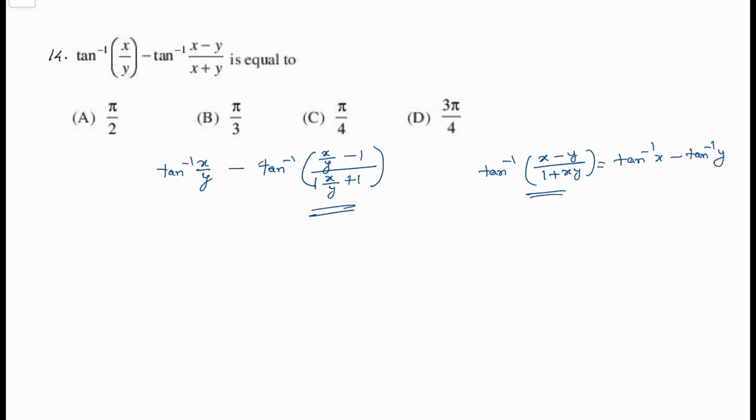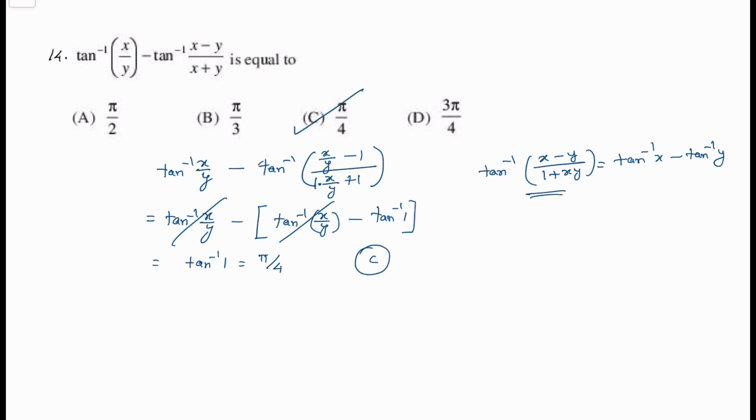We can write 1 into x by y. So using this formula, the second term becomes minus of tan inverse of x by y minus tan inverse of 1, plus tan inverse of 1 is pi by 4. C is the correct answer. Or you may use the tan inverse of x minus tan inverse of y formula also at the beginning.